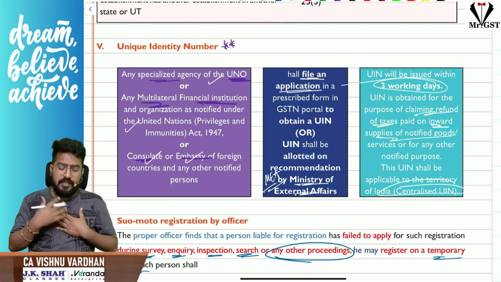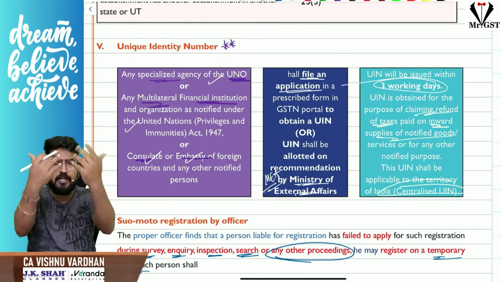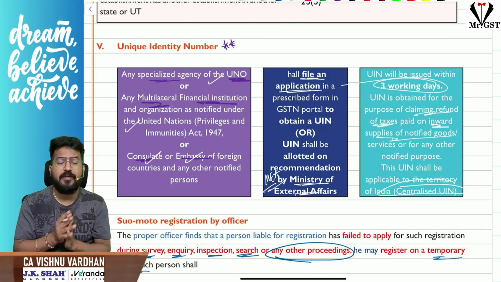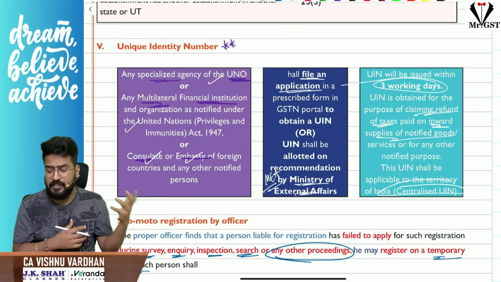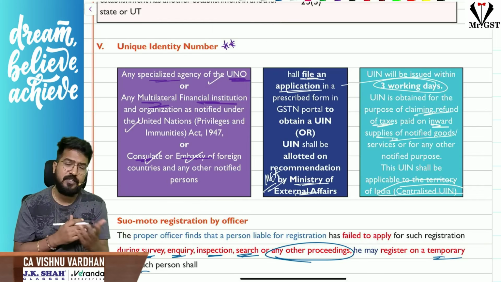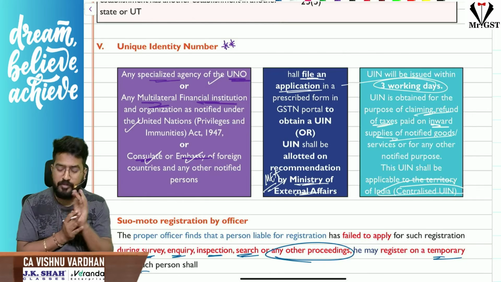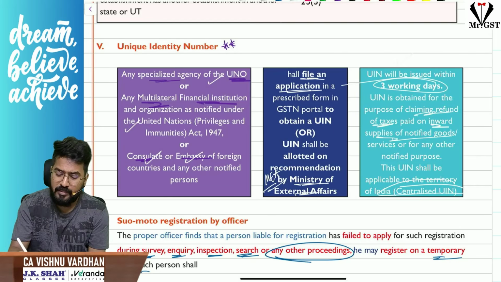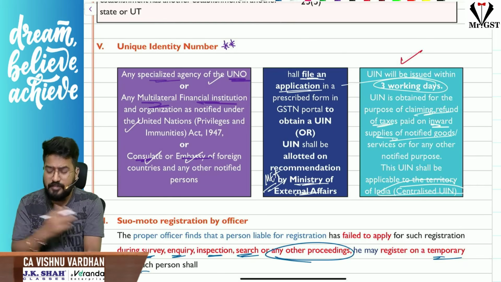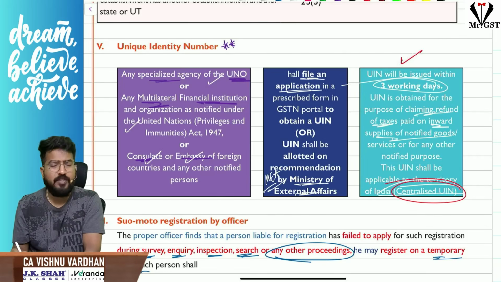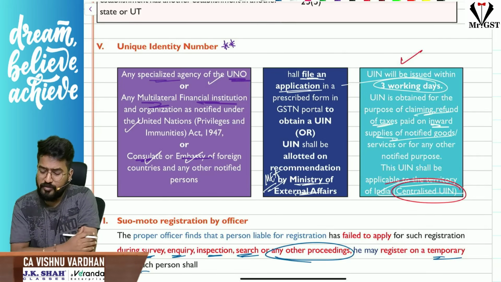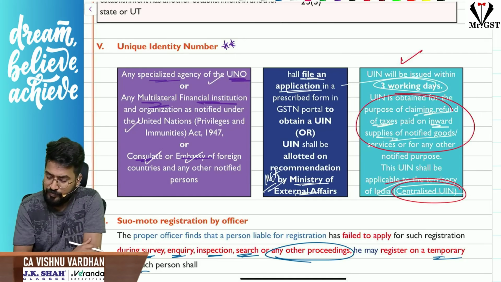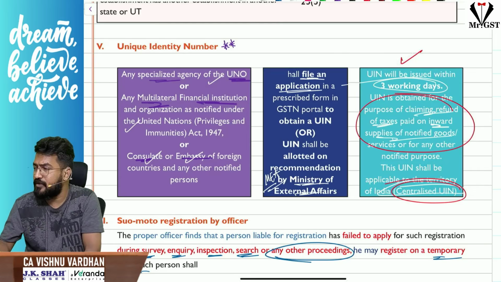So these foreign consulates, embassies or specialized agencies of UNO will make an application to the GST department, saying we want a unique identity number, and then that will be granted. Or the MEA, that is the Ministry of External Affairs, can also recommend to the GST department, and then they will be granted the unique identity number. So either they can apply or, on the recommendation of the MEA, they will get the unique identity number within 3 working days. And this is a centralized UIN, so state wise you need not take any UIN. So the purpose is only for what? Claiming the refund of taxes paid on notified inward supplies. Okay, that is with respect to the unique identity number.